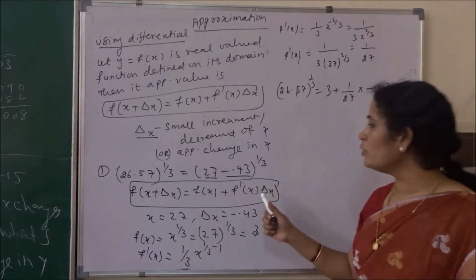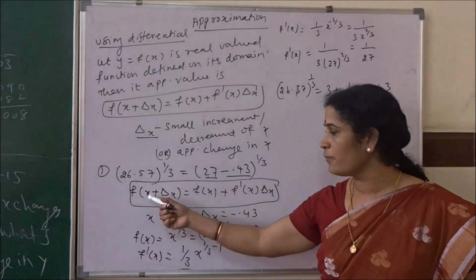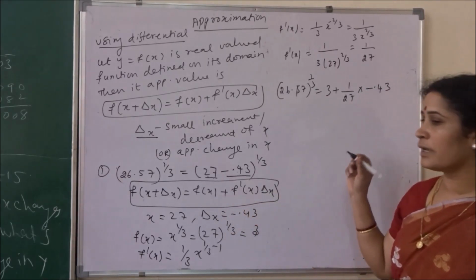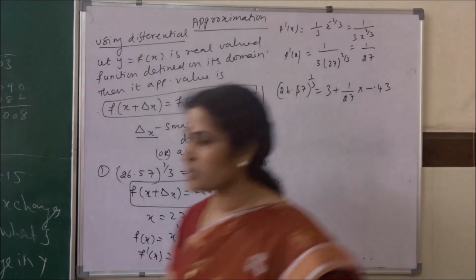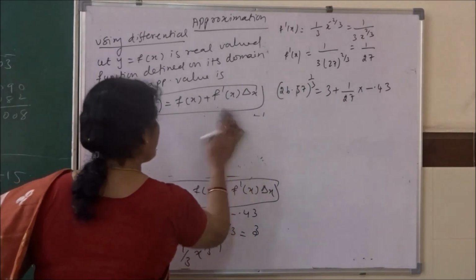Now are you clear how to do this approximation? Now what I am saying, you just have to follow this formula. F of x plus delta x is equal to f of x plus f dash of x into delta x. Clear to you? Now let us see some more examples. Now come to another example.